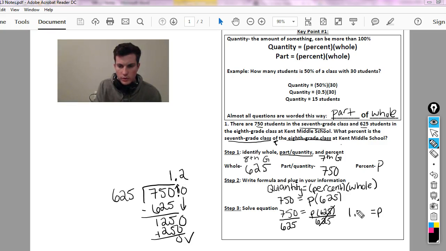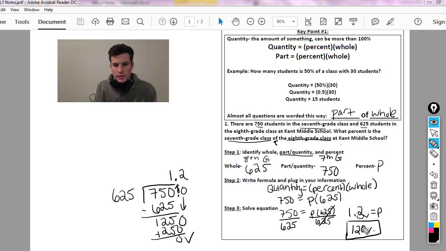So 1 2/10 equals P. And a couple lessons ago, we learned how to convert this to a percentage. You move the decimal place 2 spots to the right, remember? So for a percentage, this would be 120%, and that's our answer.